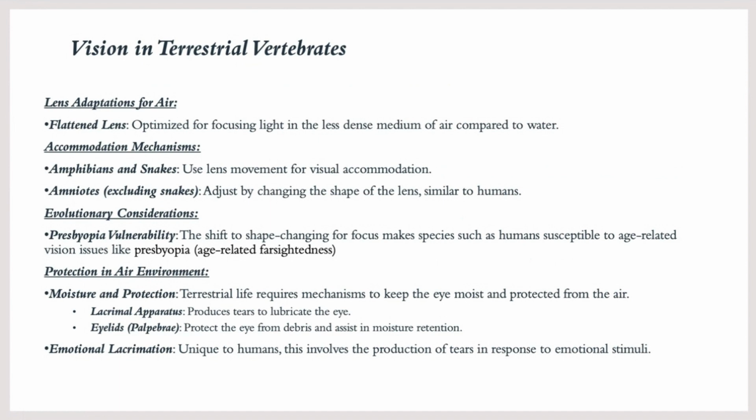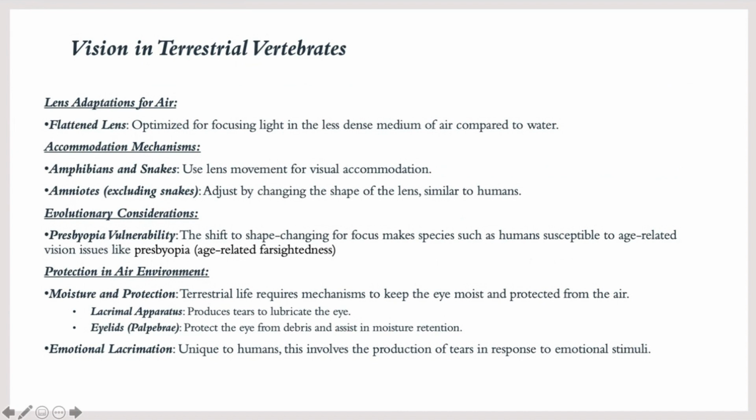And eventually, because of that, some humans, or some animals which are able to change the shape of their lens, are going to develop farsightedness over time, meaning that they won't be able to see things close to them. The focus of their eye is not going to be as good, where they're not able to focus properly on things that are close to them, close in distance.